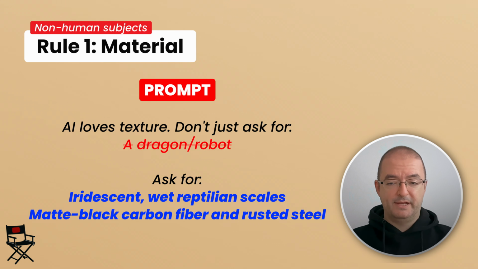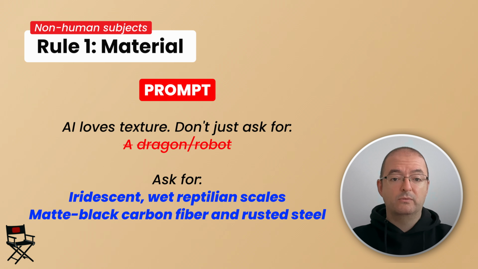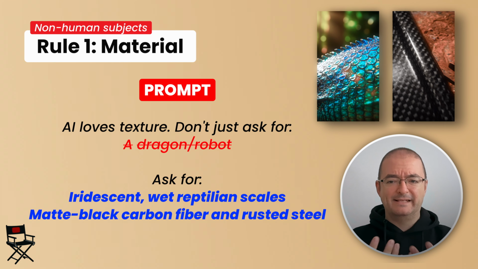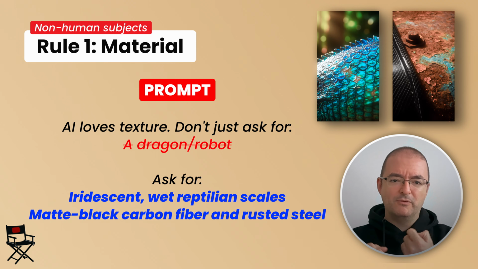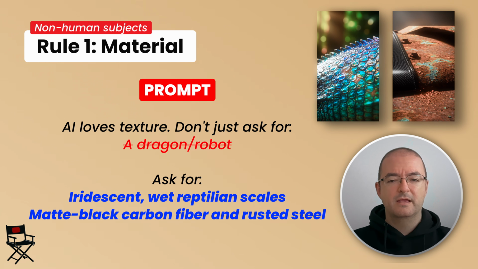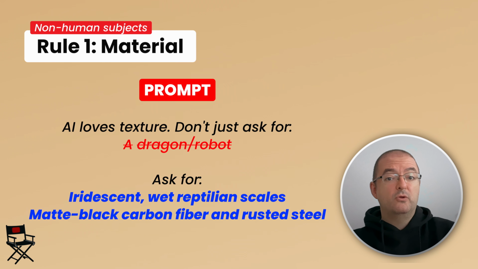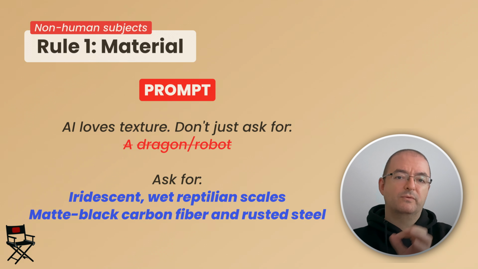To make a creature or a machine feel real, your prompt needs to answer two questions for the AI. First, material. What is it made of? AI loves texture. Don't just ask for a dragon or a robot, ask for iridescent wet reptilian scales, or matte black carbon fiber and rusted steel. The more texture you give the AI, the more light has something to bounce off of, making it look photorealistic.